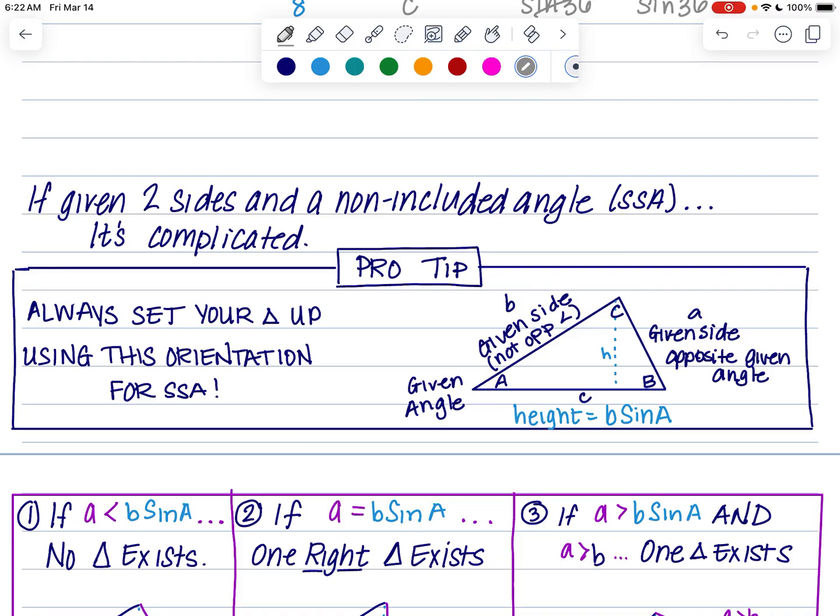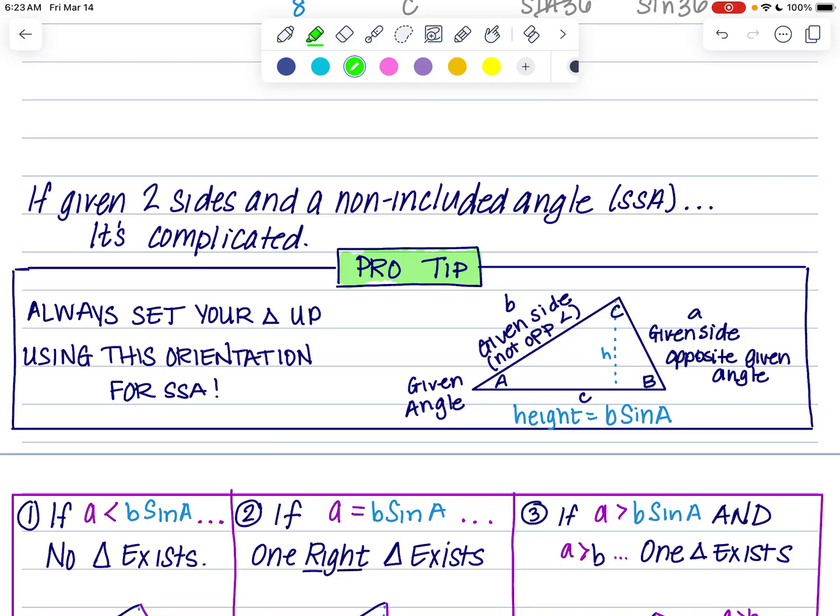First things first, pro tip, I want everybody to get into the habit of doing this, and I want you to set your triangles up the way you're seeing them here. Always set your triangle up with this orientation for side-side-angle. You don't have to do it this way for not side-side-angle, but it's just a good habit to get into. It's the way I set all my triangles up, and you'll see why in a minute.